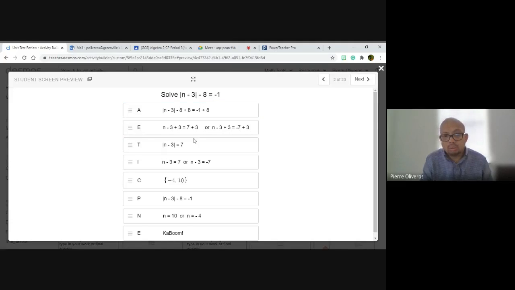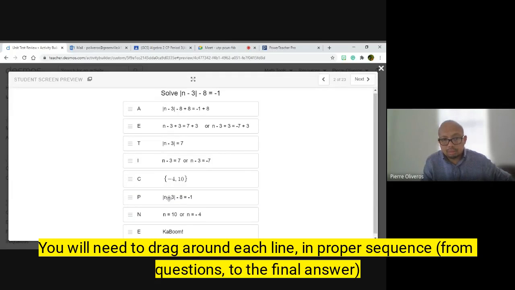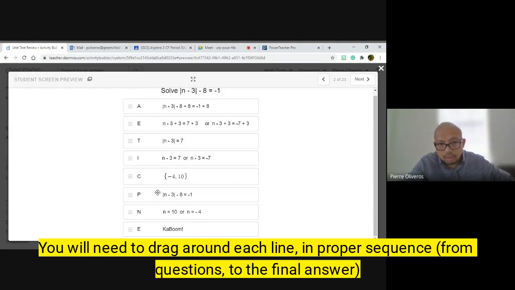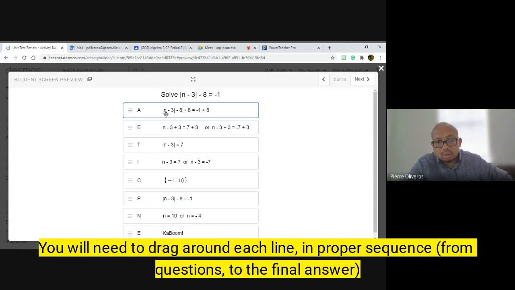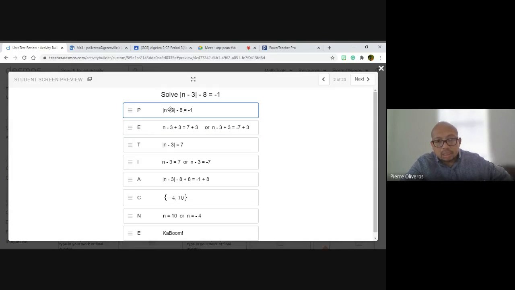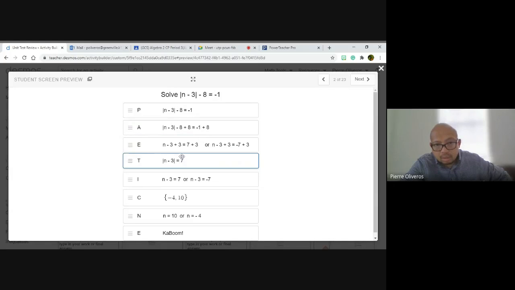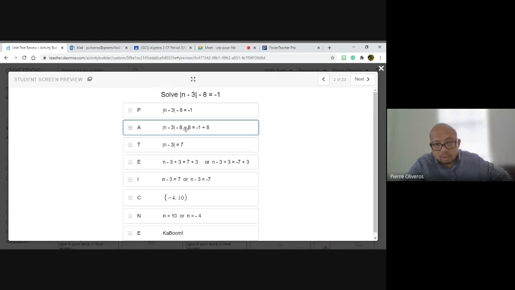Here you're going to rearrange everything. So that's the question. I'm going to move this up here. That's the first one. That's the question. And then I'm going to add 8 on both sides. So after adding 8, negative 1 plus 8 will be 7. So it becomes like this because the negative 8 plus 8 will be canceled out.